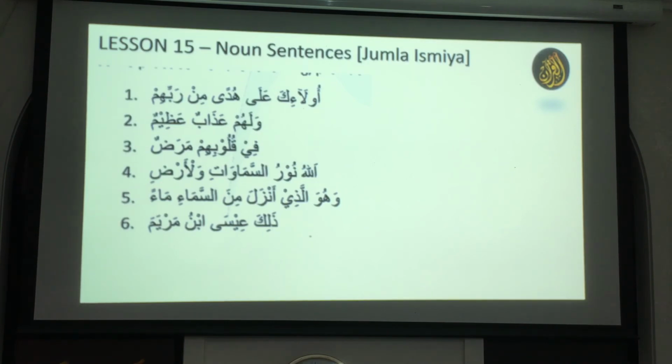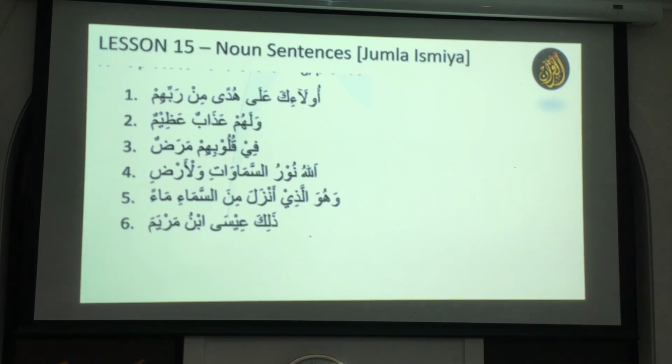Okay, wa huwa alladhi anzala minas samai ma'an. That's a tricky one. Wa huwa alladhi. This is after the pronoun, so there should be an is after the huwa, the independent pronoun. So he is the one. Alladhi means is the one. Anzala is a verb. Anzala means to send down. Minas samai ma'an. Ma'a means water, here it's basically rain.